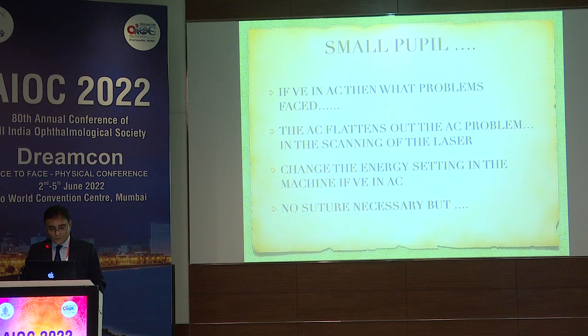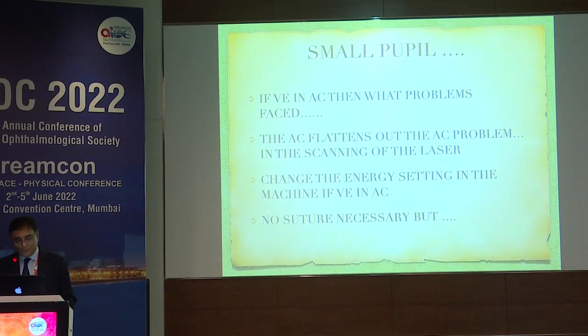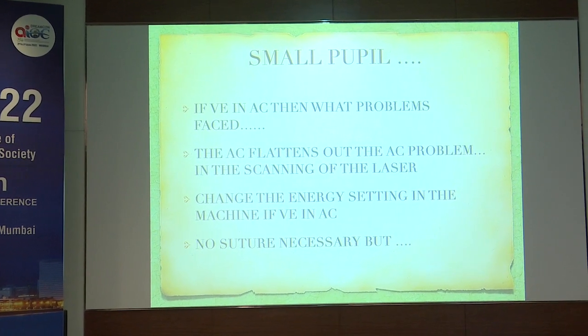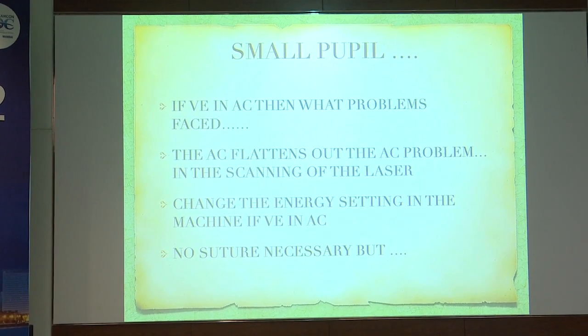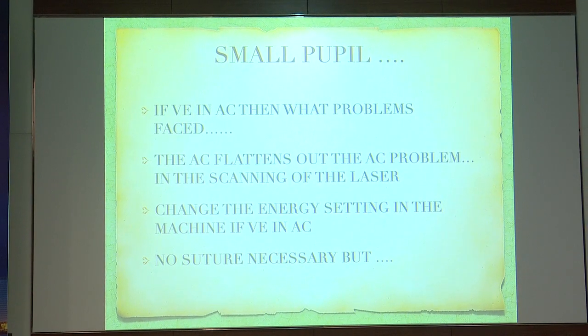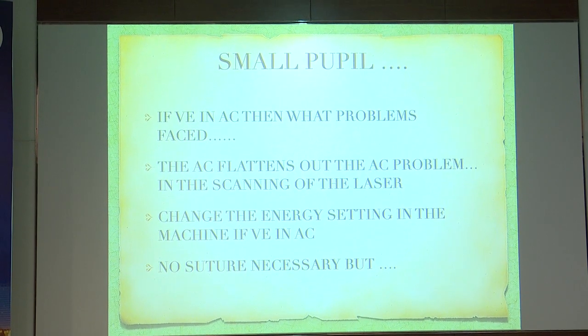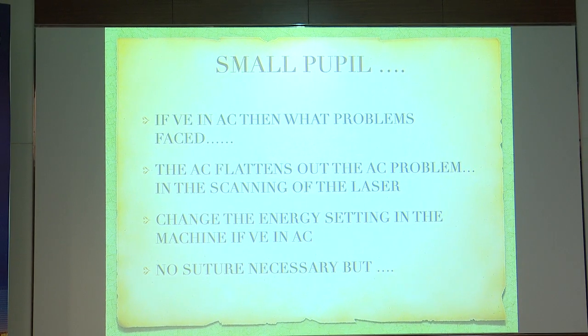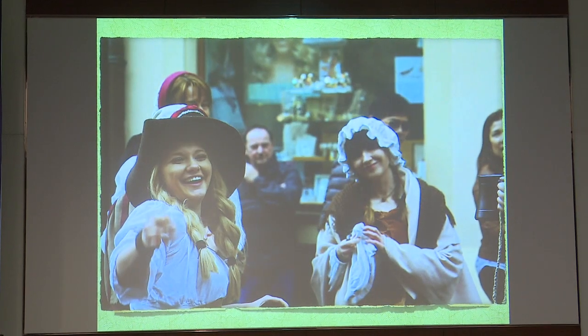If this is a small pupil, we have different causes or problems. One is the AC will flatten out in case you don't have it, but the challenge is in the energy setting. If you leave any viscoelastic in the anterior chamber, you may need to increase your energy in the femto, and a suture is really not necessary.